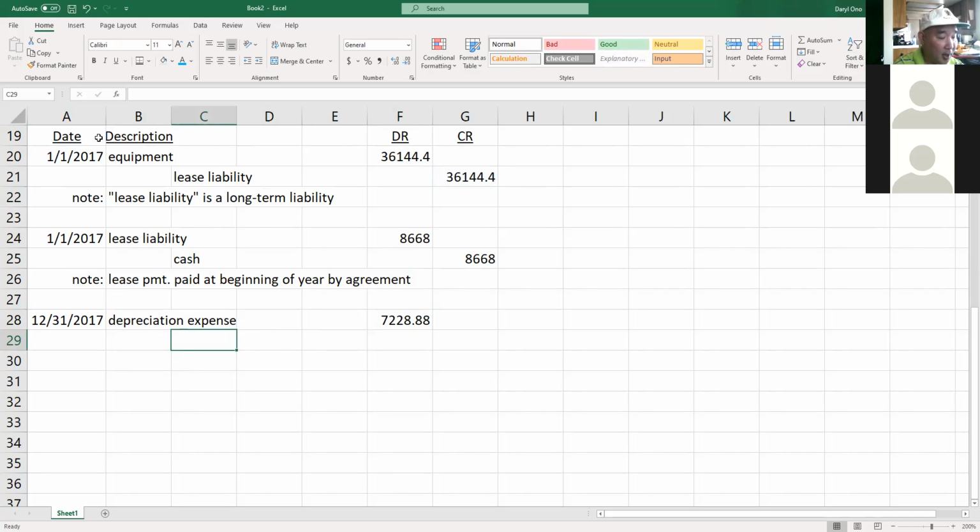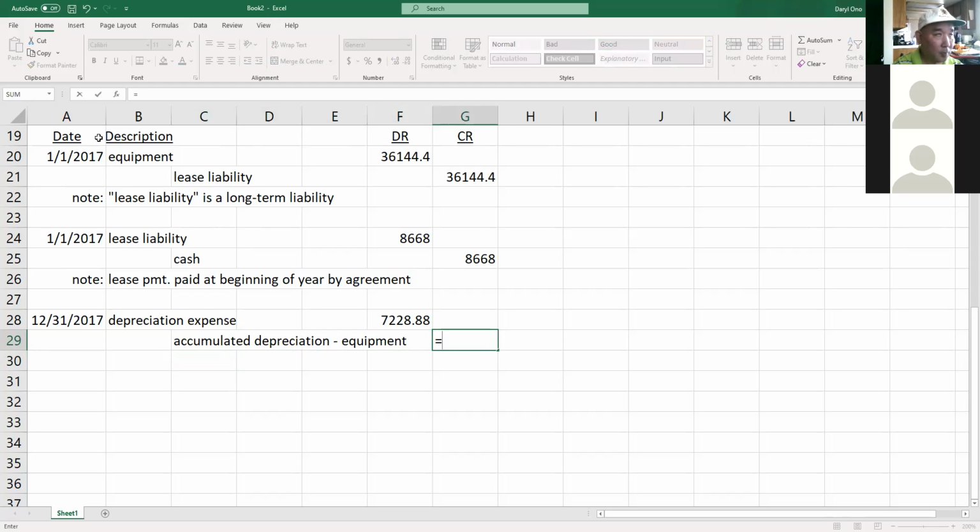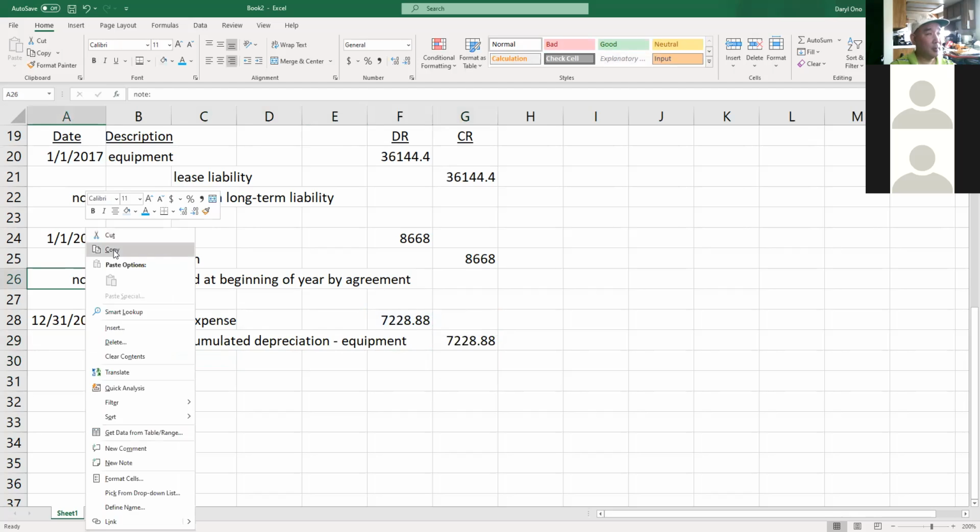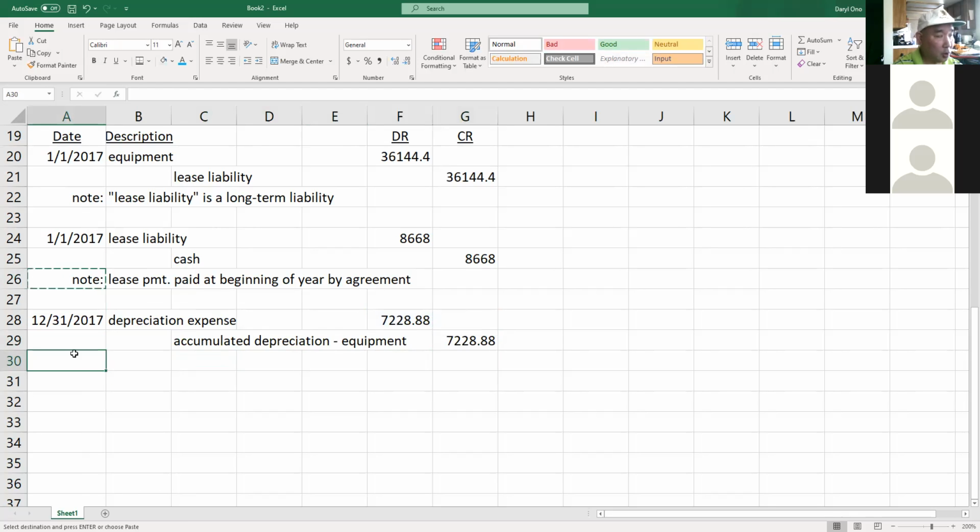And we want to credit accumulated depreciation for the equipment. Okay. All right. Depreciation expense. This is an adjusting entry.